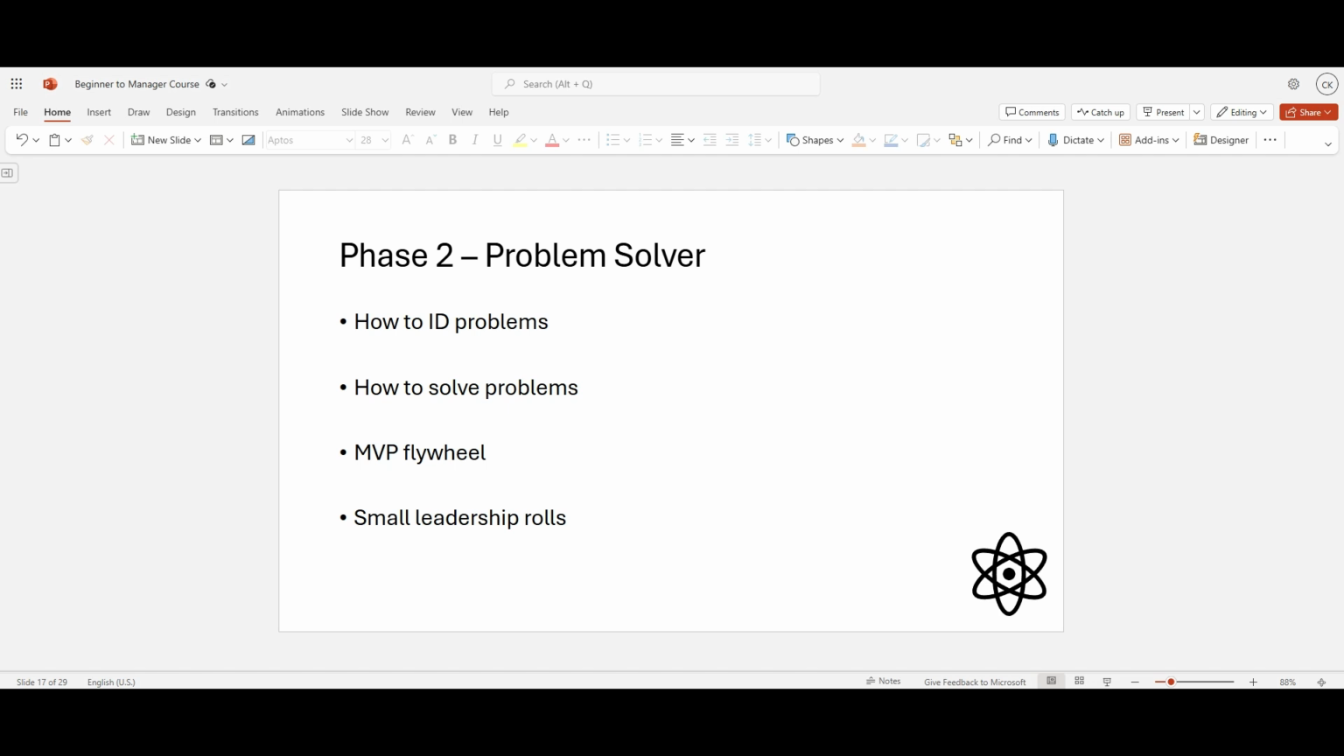So here is the roadmap that we're going to be going down for this phase. We are first going to learn how to identify problems. Then we're going to learn three different methods on how to solve different kinds of problems. Then we will talk about the MVP flywheel. And then we'll talk a little bit about smaller leadership roles that you can take on earlier, before you actually are a leader, that will set you up even more for that position.